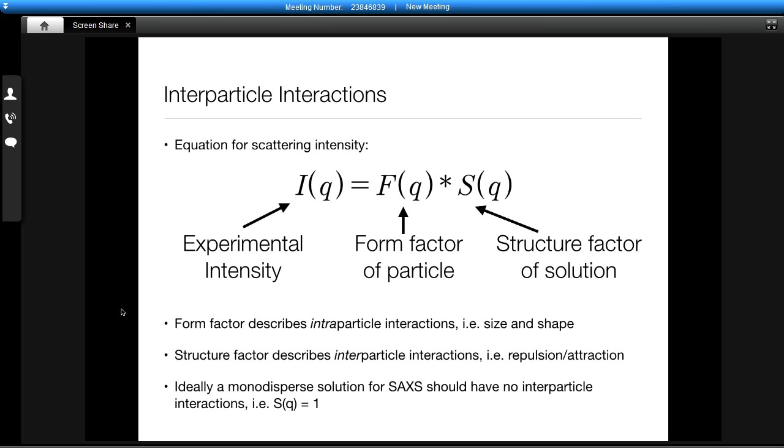So when we're looking for information about size and shape, we want the form factor. And so we use the intensity to get at that. So what we need is the structure factor to equal 1, i.e. that there are no interparticle interactions present in the solution.